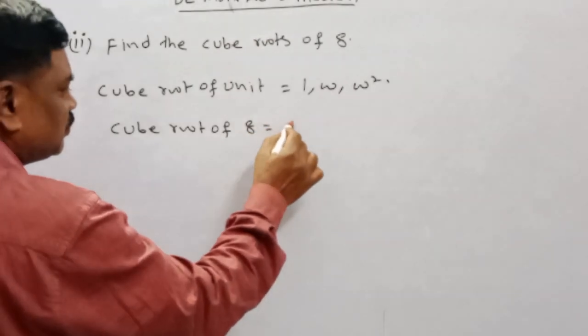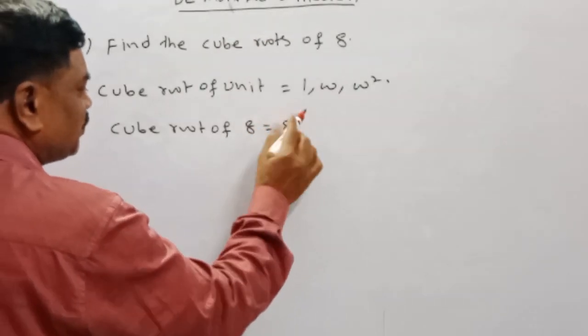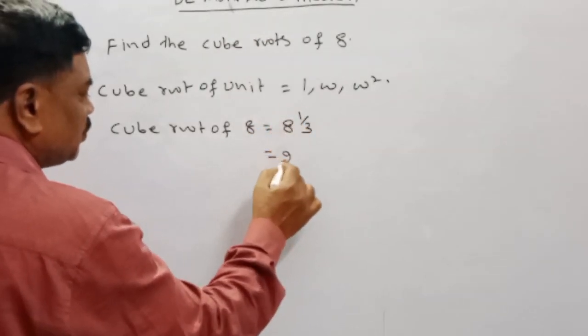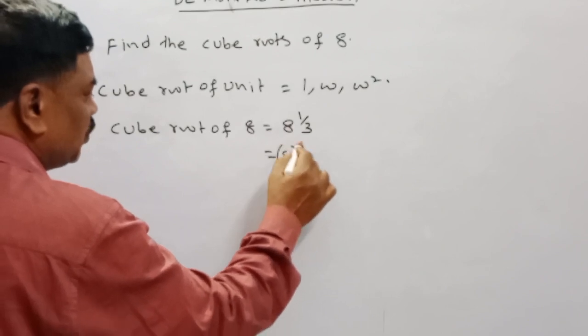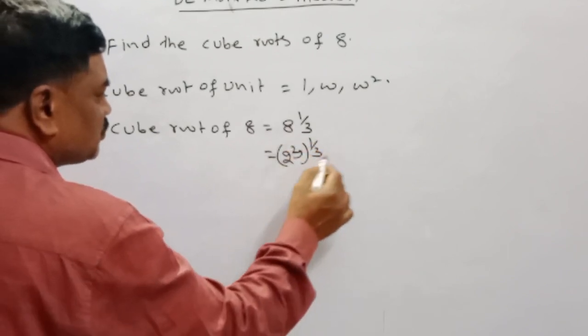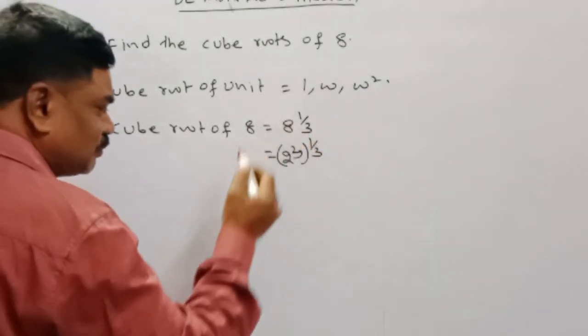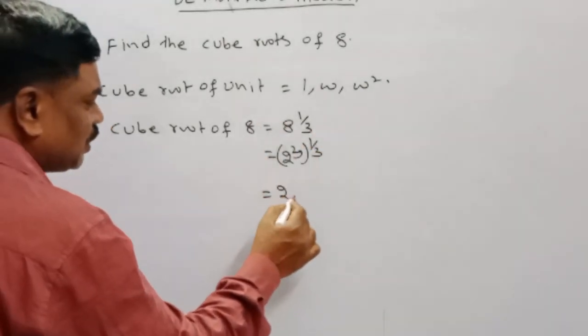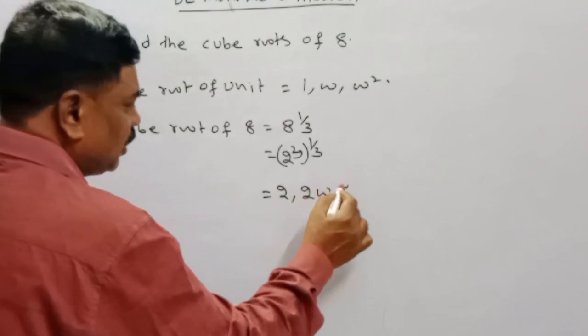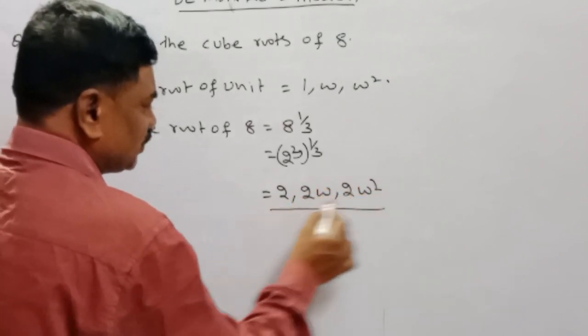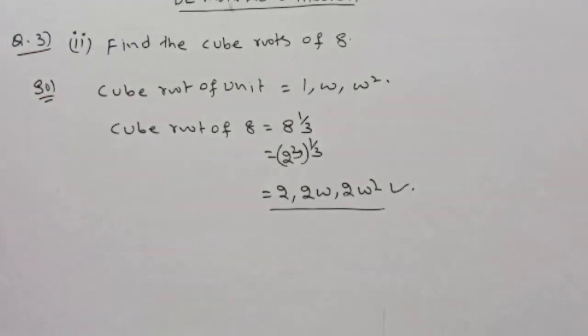So the cube root of 8 is 8 to the power 1 by 3, which is (2 cubed) to the power 1 by 3. So the cube roots are 2, 2 omega, 2 omega squared. These are the cube roots of 8: 2, 2 omega, 2 omega squared.